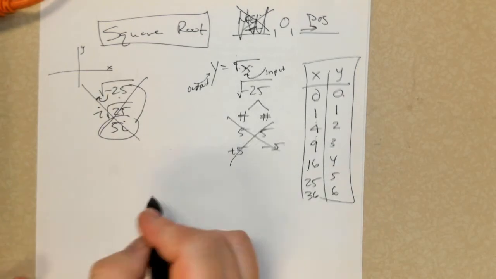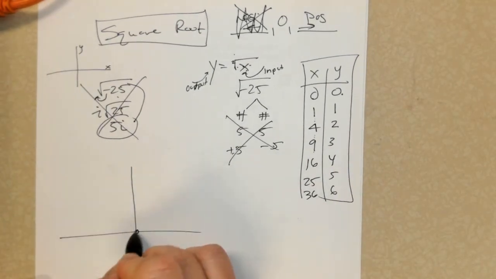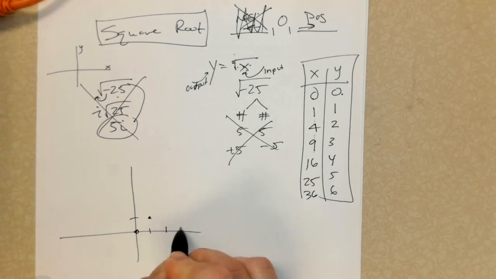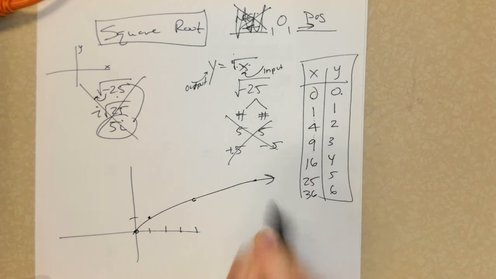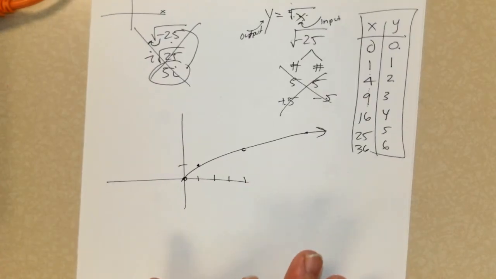So if I was going to graph those, and I had to make a prediction here, here's (0, 0), (1, 1), (4, 2), (9, 3). It looks something like this, and we're going to do this in Desmos, so you're going to watch me do it in Desmos in just a second.